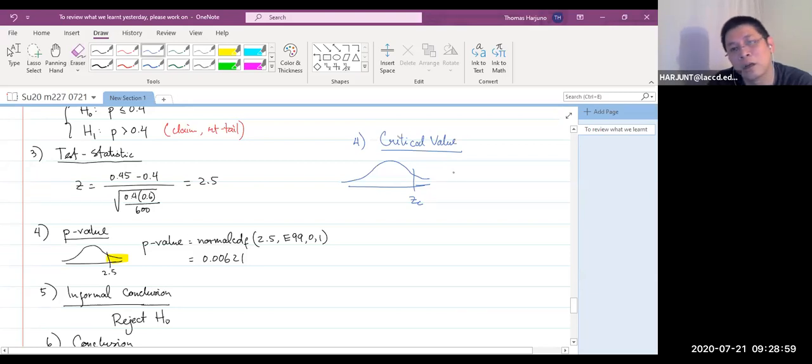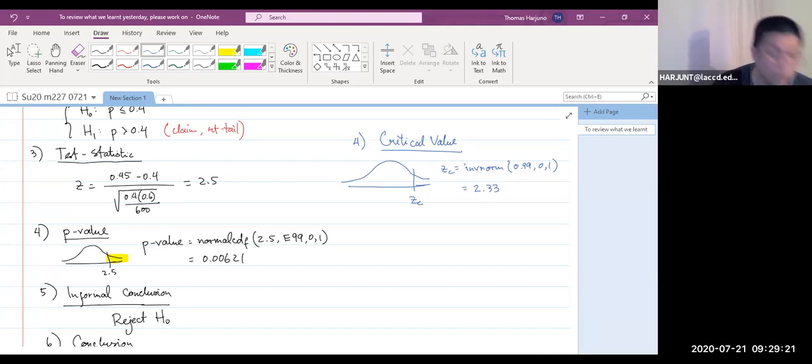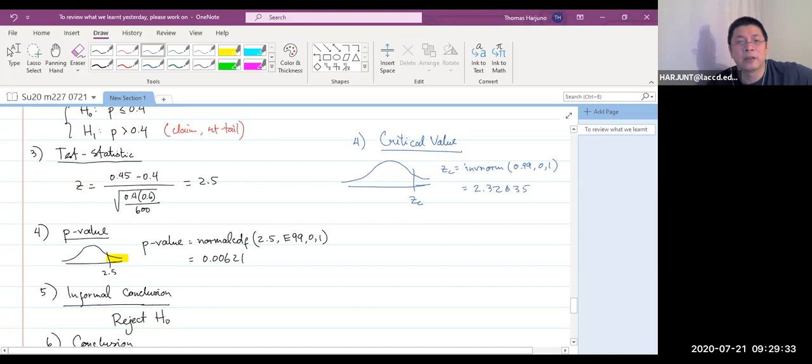And Z critical equals inverse norm. The area to the left is 0.99. Okay, and I think that's 2.33 something. Yeah, 2.32635. Okay, and the thing is the test statistic is even to the right of that.